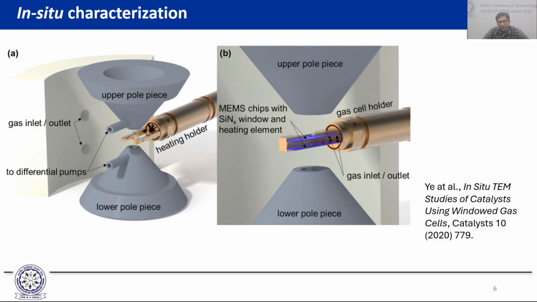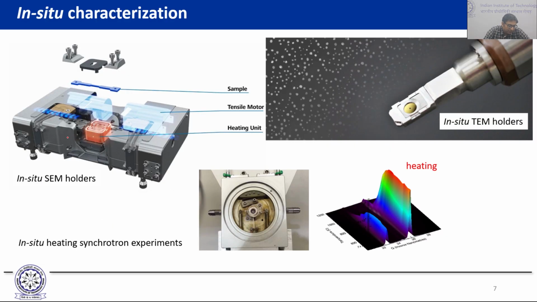Similarly, if you want to do the experiments in a certain atmosphere, you have those gas cell holders where you can have a gas inlet and a gas outlet to do the experiments in a controlled manner. Now, using those holders themselves can get pretty complicated, but they do provide you with the option of getting valuable in situ data. Similar to TEMs, you can also have in situ holders for SEM.